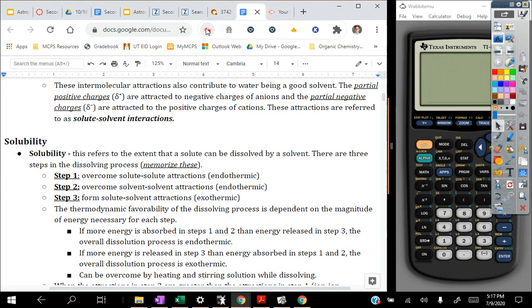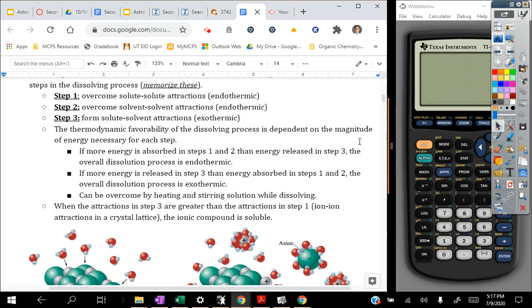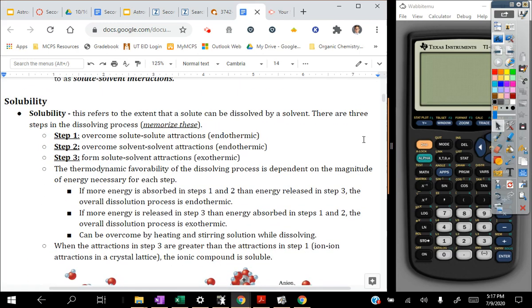Now, there are 3 steps to the dissolving process. I'm going to check my time, and we're going to talk about this dissolving process and then call it a day on this video. So solubility refers to the extent that a solute can be dissolved by a solvent. There are 3 steps in the dissolving process. The first one is overcoming solute-solute attractions. So in that example we just looked at, Na+ is overcoming its attraction for Cl-. Step 2 is overcoming solvent-solvent attractions, so water overcoming its intermolecular force attractions for itself. And then step 3 is forming solute-solvent attractions, which is the water interacting with the Na+ or the Cl-, depending on how the process goes.